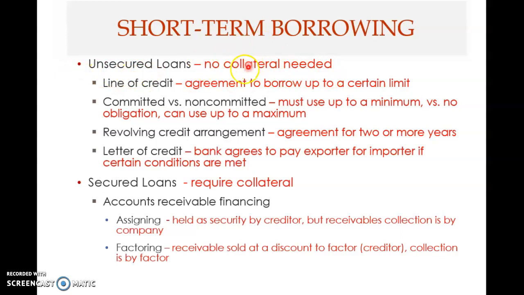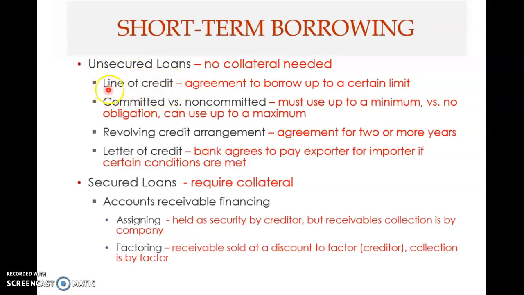So unsecured loans means there are no collateral. These are loans that are given out to borrowers who are well known. So lenders will know the borrower and therefore there is no need for collateral. Or the borrower are well known or low risk. Therefore there is no need for collateral. There are various types of unsecured loans. One is called the line of credit.